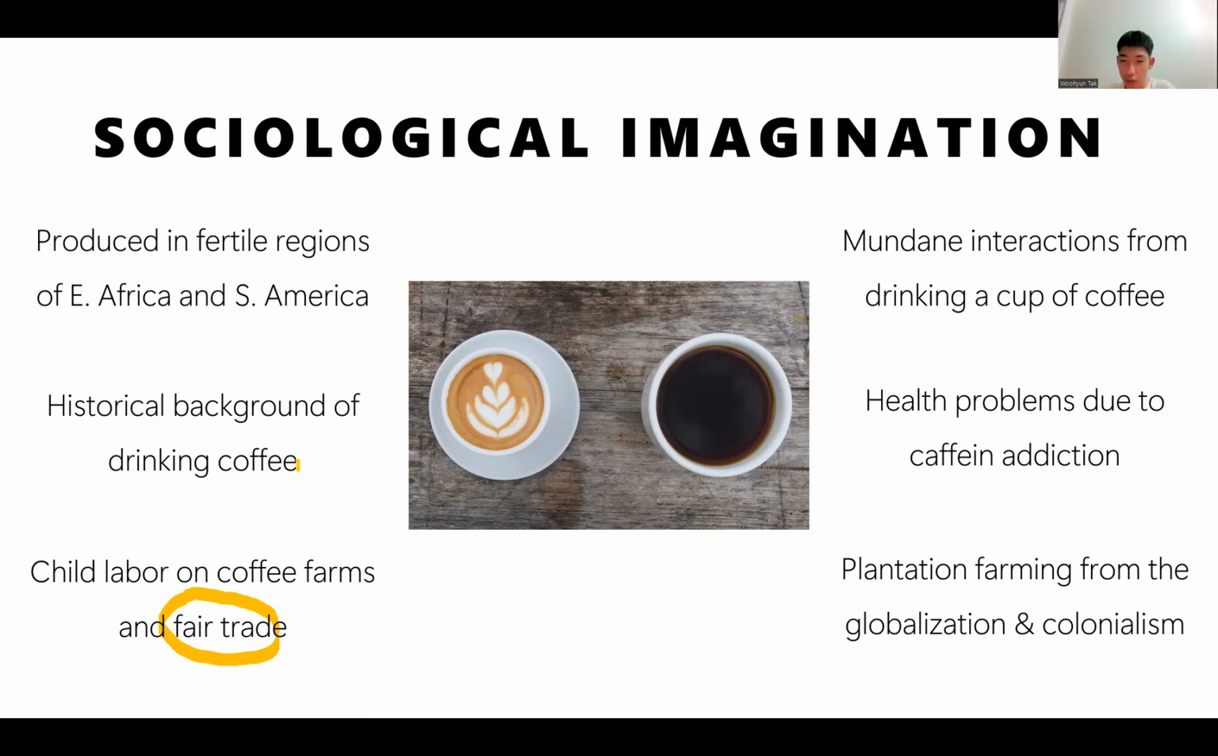Also, we have to know about how farming tradition has changed from globalization and colonialism. For instance, lots of countries adopt plantations, which are a combination of low wages and advanced technology, to produce coffee in a more efficient manner.